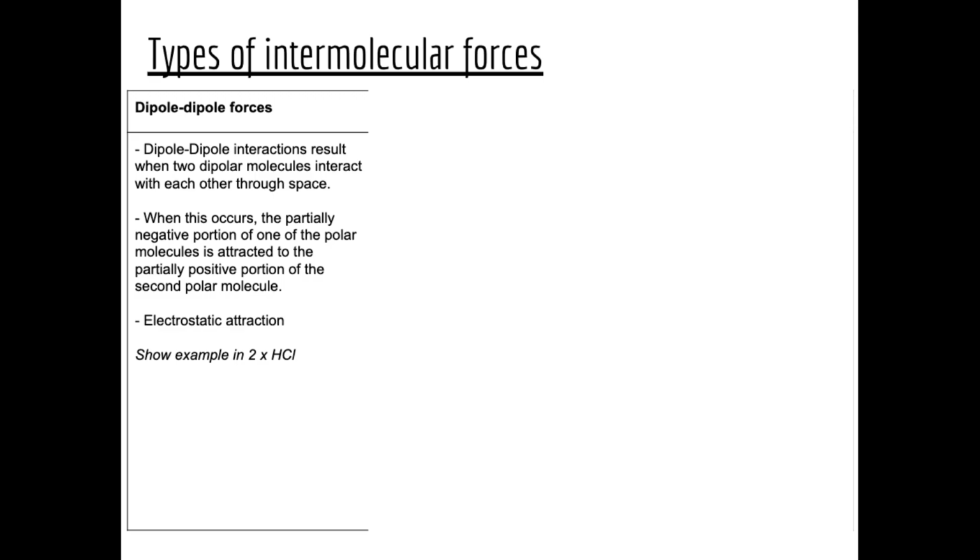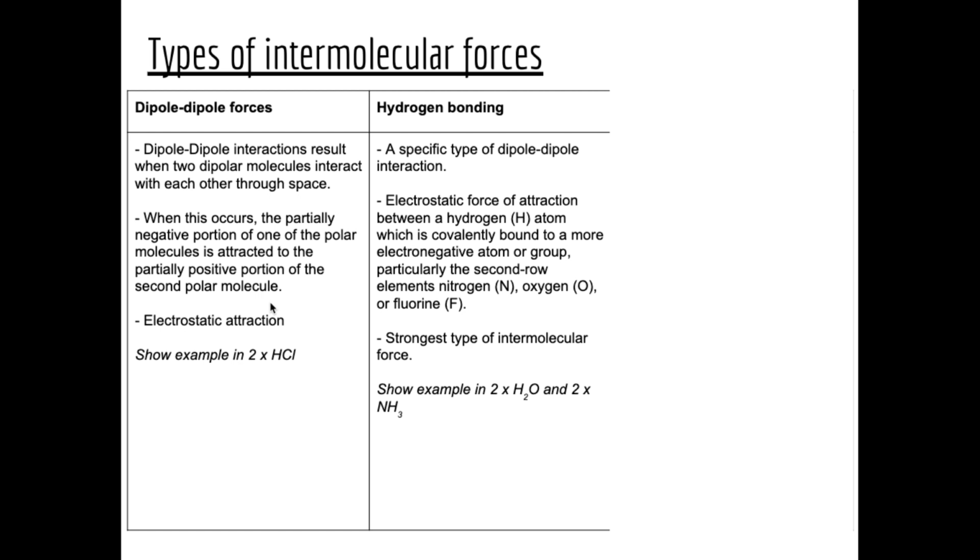Our second type is hydrogen bonding. Now, hydrogen bonding is just a specific type of dipole-dipole interaction that's a bit stronger. So it occurs between the electrostatic force of attraction between a hydrogen atom, which is covalently bonded to a more electronegative atom or group, particularly the second row elements nitrogen, oxygen, or fluorine. So this is the strongest type of intermolecular force.